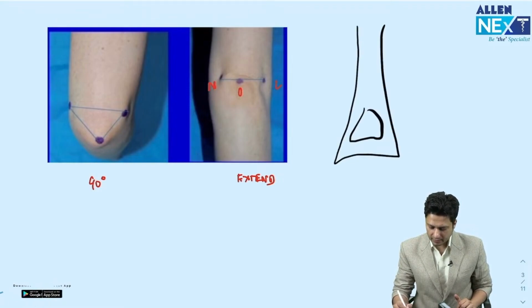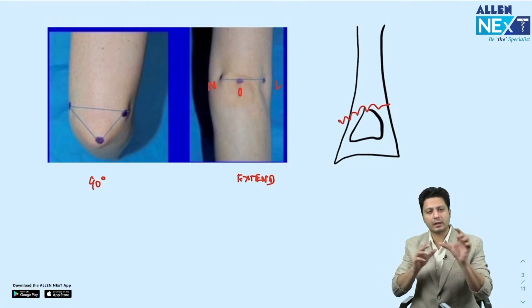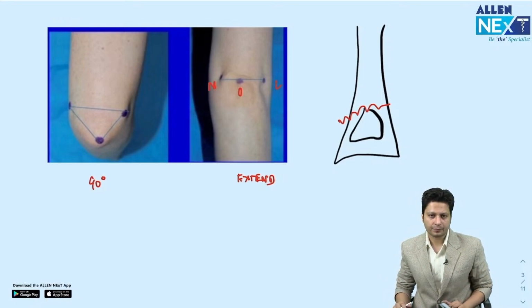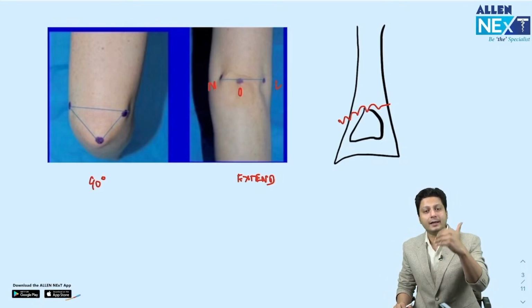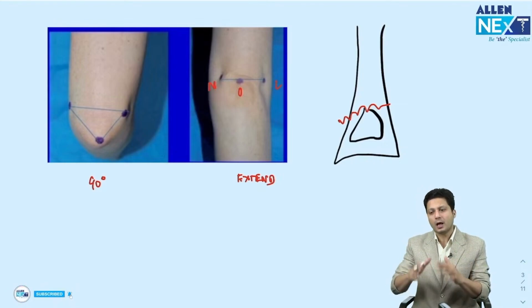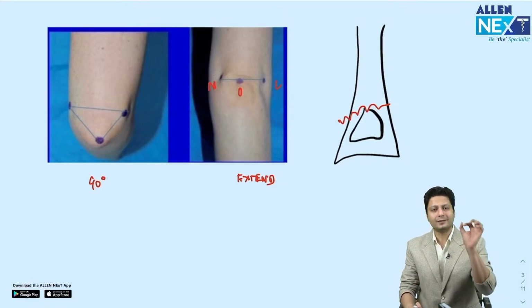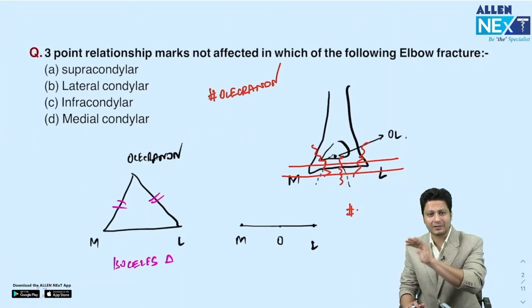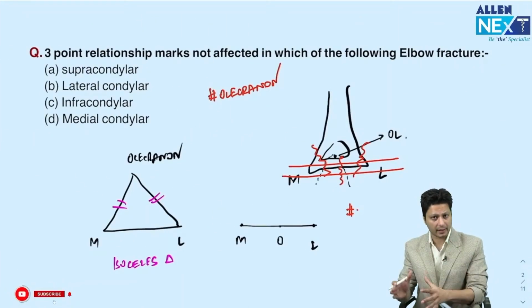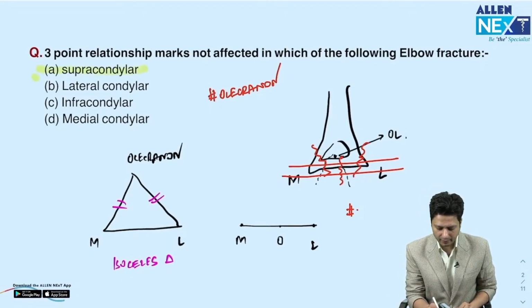So here somewhere the supracondylar fracture is happening above the level of the condyles, right? Which is not directly involving the medial epicondyle and the lateral epicondyle. So this becomes the identification criteria for supracondylar fracture of the humerus: if a malunited supracondylar fracture patient comes to you, then the 3 bony point relationship is unaffected. It is maintained. All right. So the answer for this question is obvious. That is supracondylar fracture of the humerus.